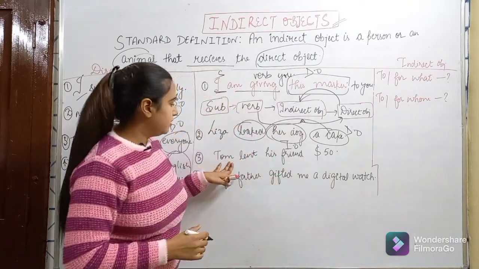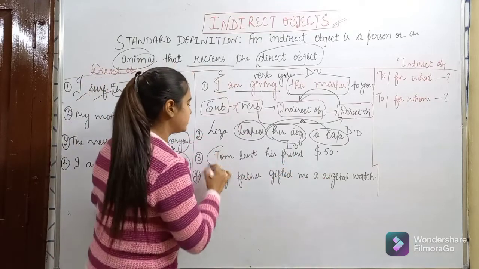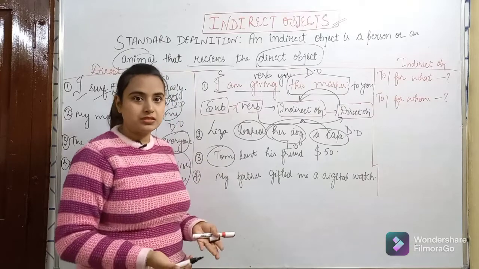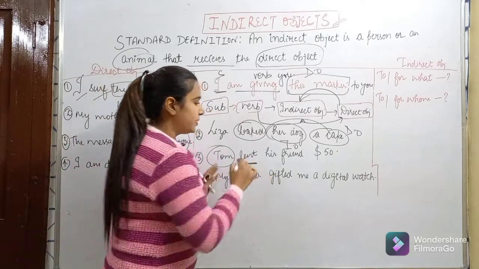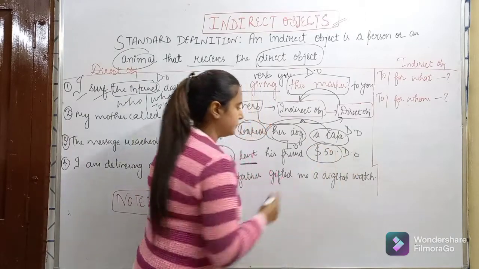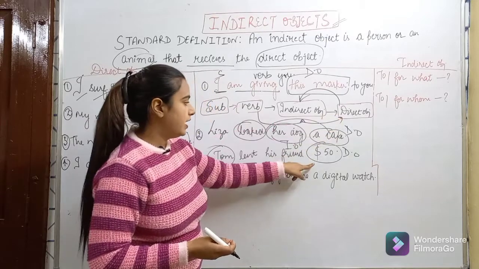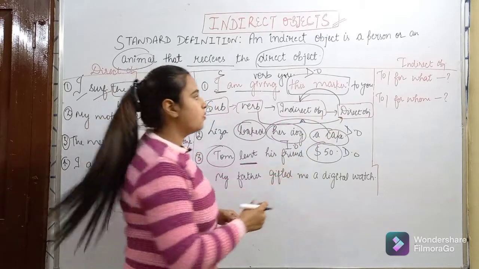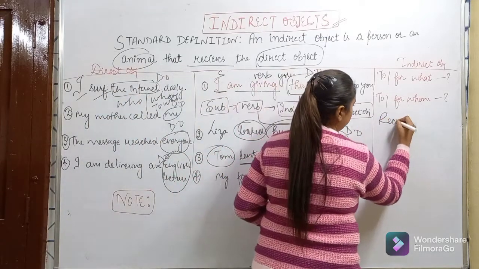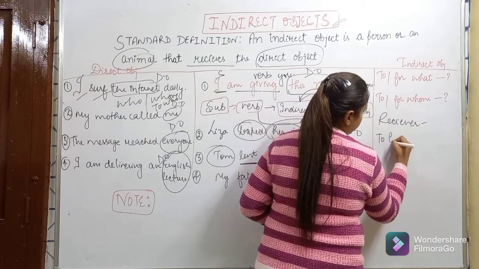Next good example. Tom lent his friend $50. Tom is the subject because he lent. Tom lent what? Tom lent $50, direct object. Following this rule, direct object. And who received it? Who was the receiver? And Tom lent what?